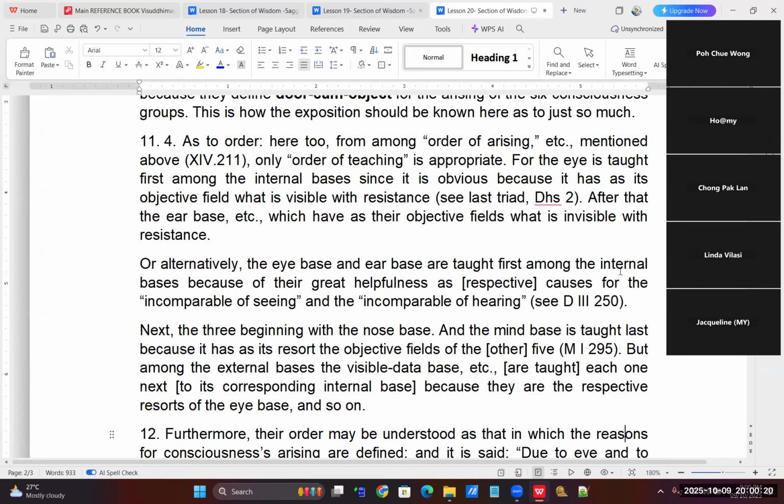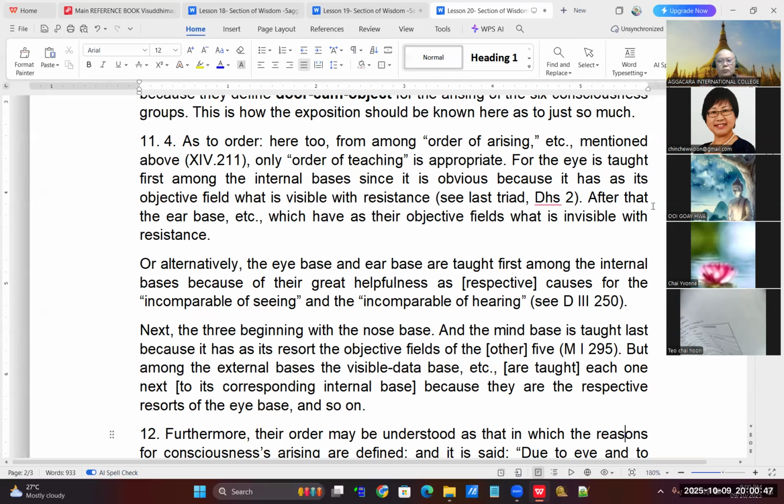Okay, Seiji. As to order, here too, from among the order of arising, etc., mentioned above, only the order of teaching is appropriate. For the eye is taught first among the internal bases, since it is obvious, because it has as its objective field what is visible with resistance. See the last triad, Dhammasangani 2. After that, the ear base and so on, which have as their objective fields what is invisible with resistance.